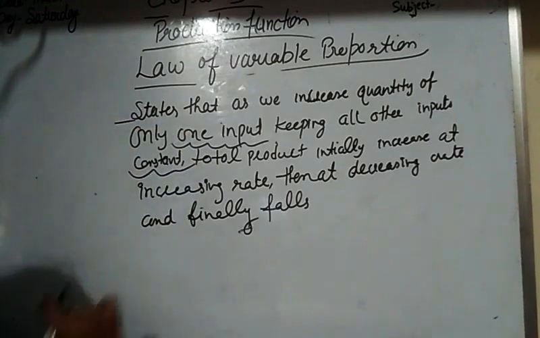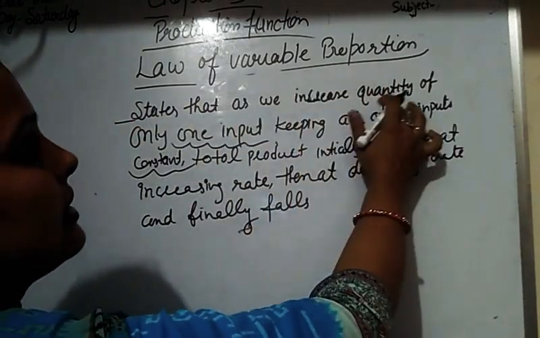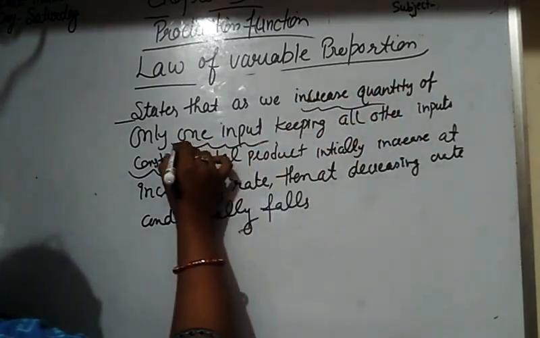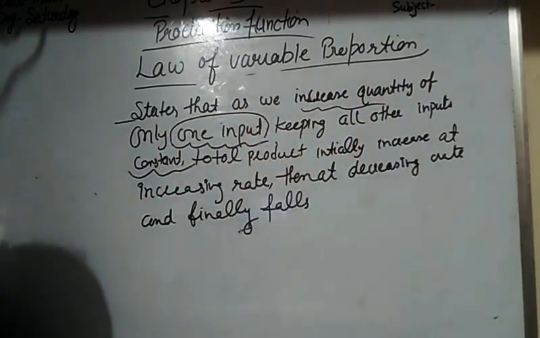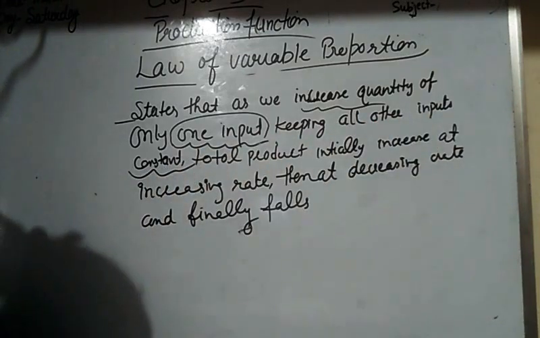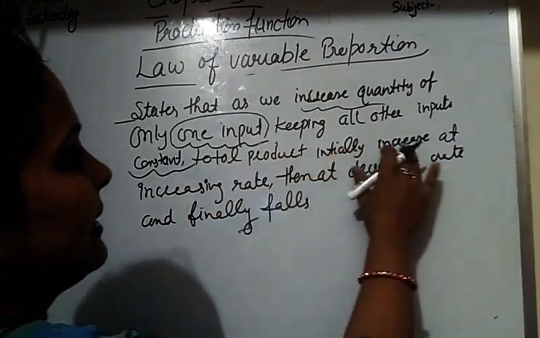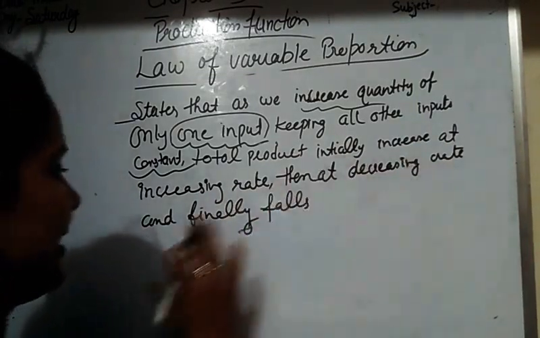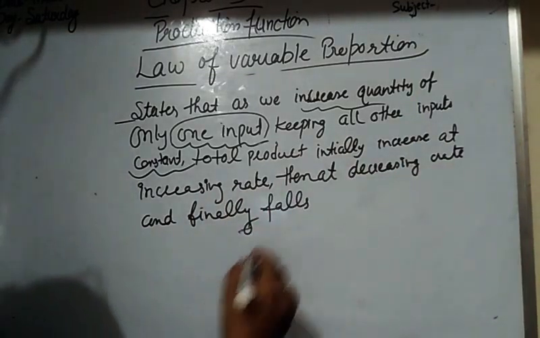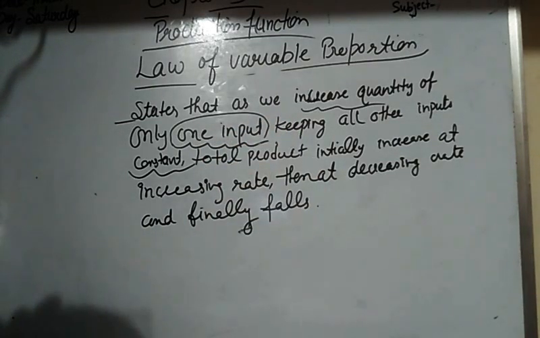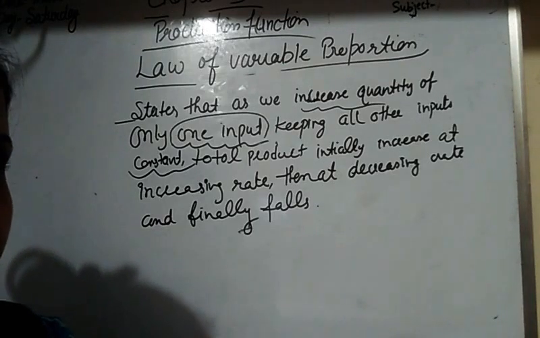The law states that as we increase the quantity of only one input, which is variable, keeping other inputs constant, total product initially increases at increasing rate, then at decreasing rate, and then finally falls. So students, one input means a variable input. The factors of production are fixed and variable.